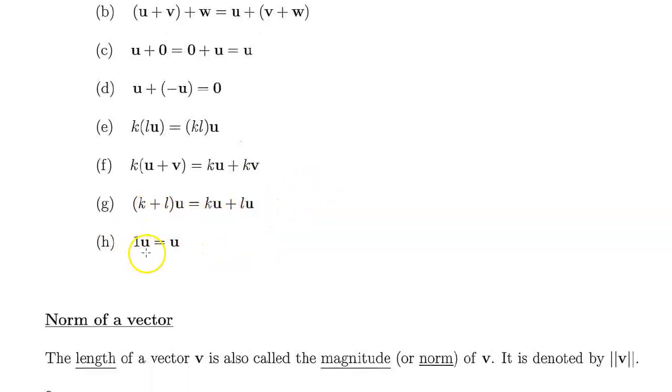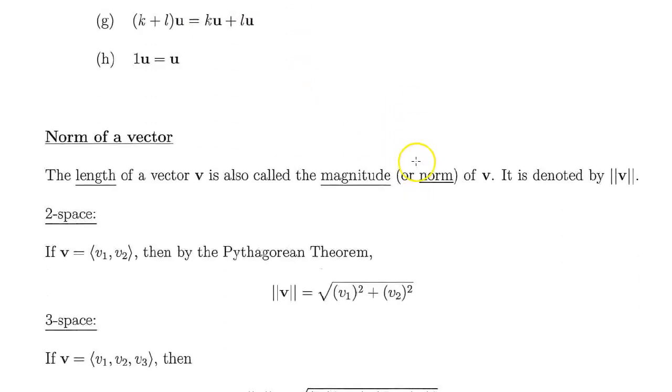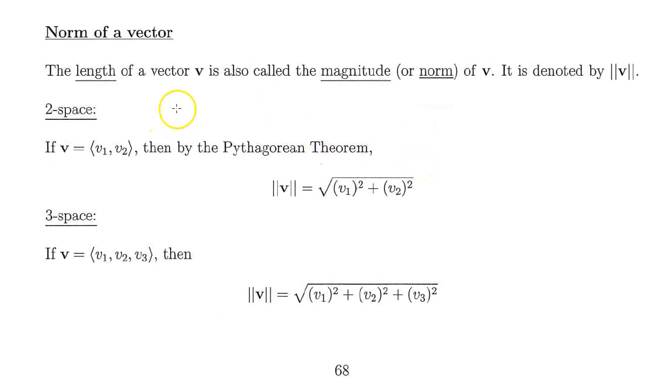And then also 1u, right? So 1 times a vector is just that vector, because it'd be a vector in the same direction as u, and you multiply the length of u by 1. So in other words, you don't change the length. So 1u is just u. Okay, so these are important facts to know, and you should familiarize yourself with them.